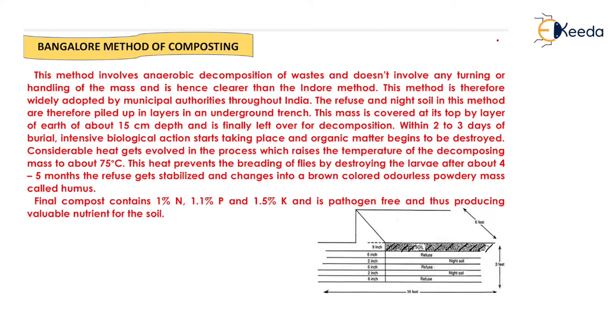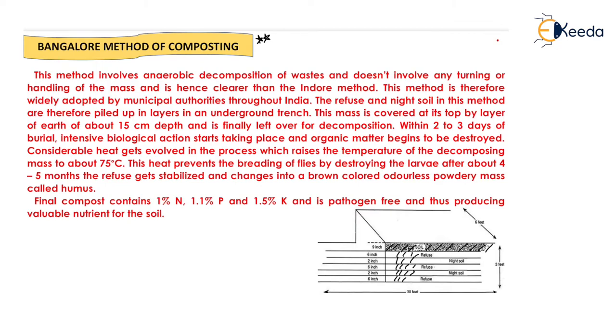Now the next method of composting is the Bangalore method of composting. In the Bangalore method, we will make the windrow as one layer of refuse, another layer of night soil, one layer of refuse, another layer of night soil, similar to the indoor method. But the difference is that in the indoor method the process is aerobic, but in the Bangalore method the process is completely anaerobic. How does this anaerobic condition arise here? Just listen to me.